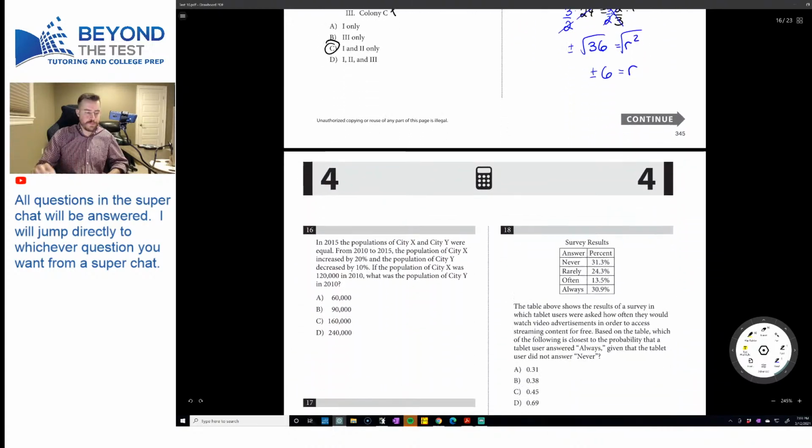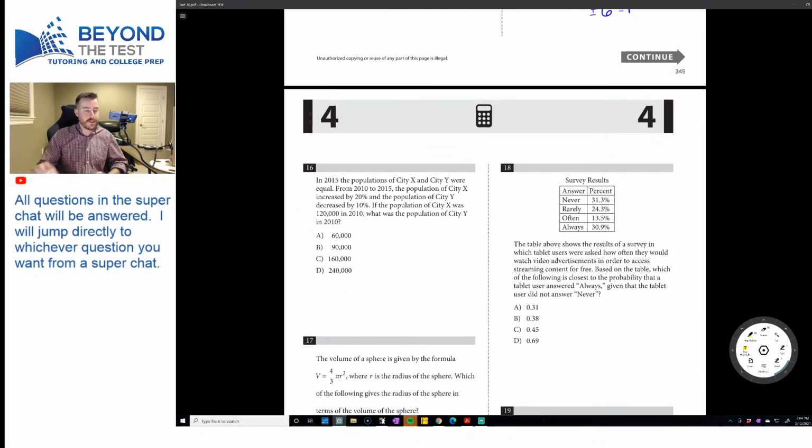All right, next page here, let's go ahead and take a look at number 16. It says, in 2015, the population of city X and city Y were equal. From 2010 to 2015, the population of city X increased by 20%, and the population of city Y decreased by 10%. If the population of city X was 120,000 in 2010, what was the population of city Y in 2010? Okay, so we have city X and we have city Y.